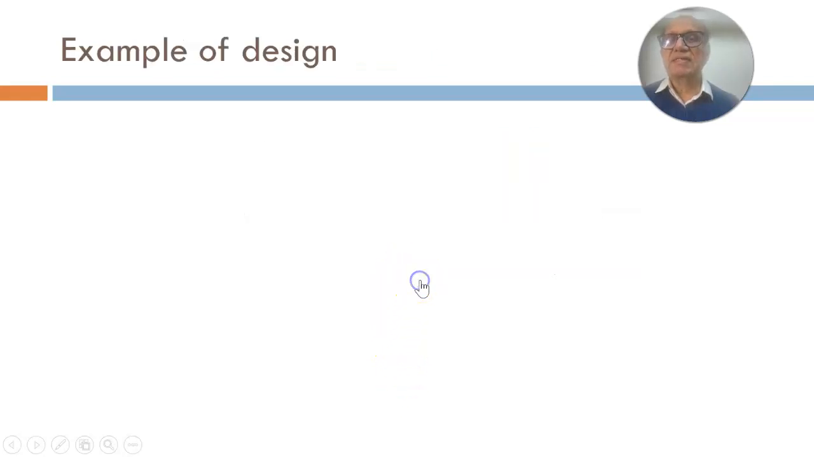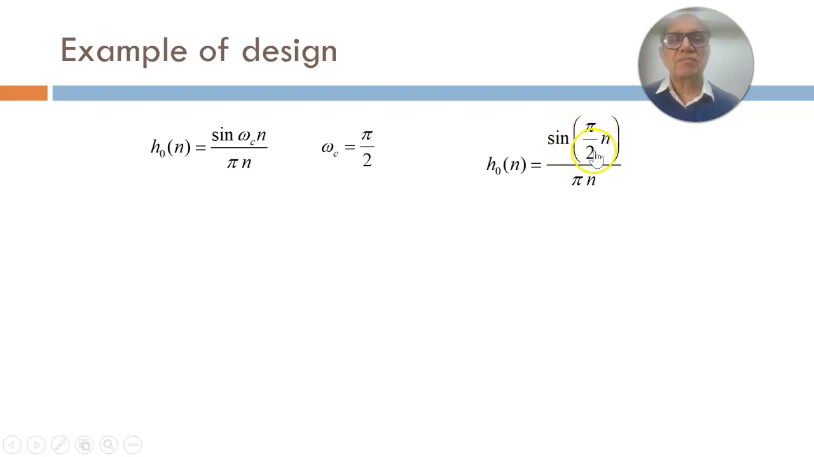Alright, so let us take a specific example by specifying the cutoff frequency. So this is our general equation. Now let us say that omega c is equal to pi by 2. Remember, it has to be less than pi. In this case, we are saying that cutoff frequency is pi by 2. So you substitute here, and the equation that you get is sine of pi by 2 n divided by pi n. For omega c, we have substituted pi by 2. So what you can now do is calculate the impulse response for various values of n.